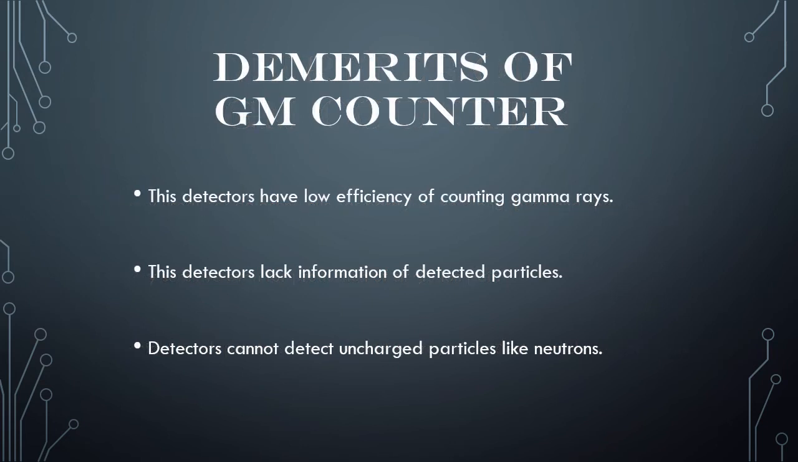Demerits of GM counter. Number 1 point. These detectors have low efficiency of counting gamma rays. Number 2 point. These detectors lack information of detected particles. Number 3 point. Detectors cannot detect uncharged particles like neutrons.